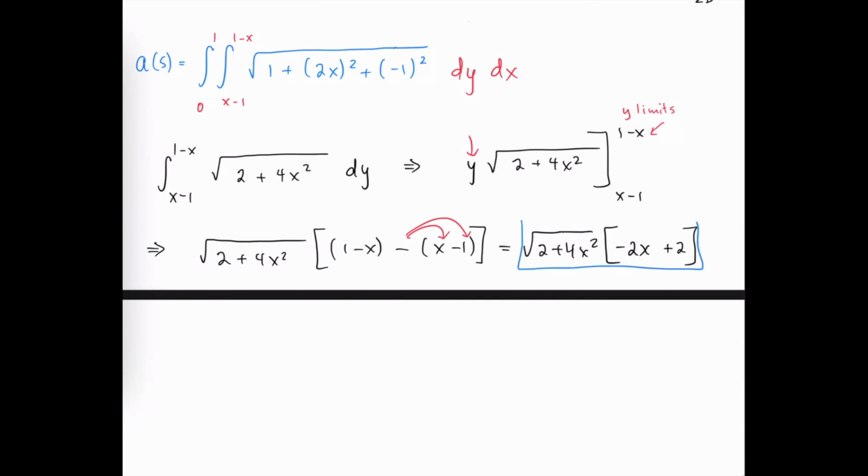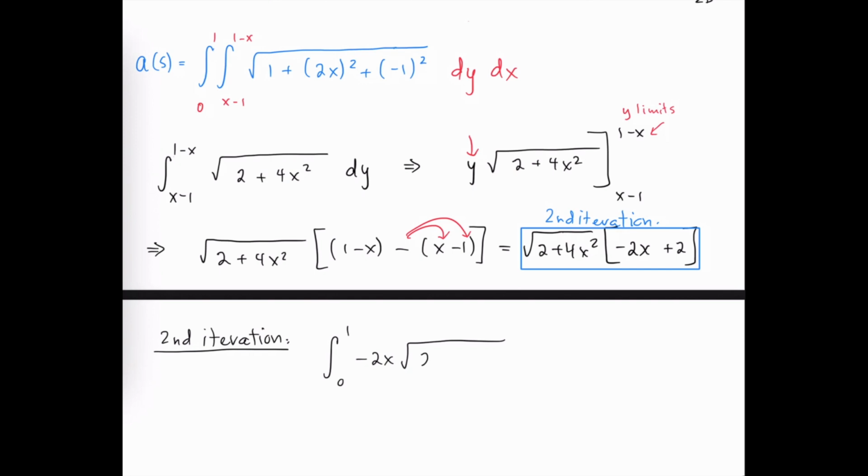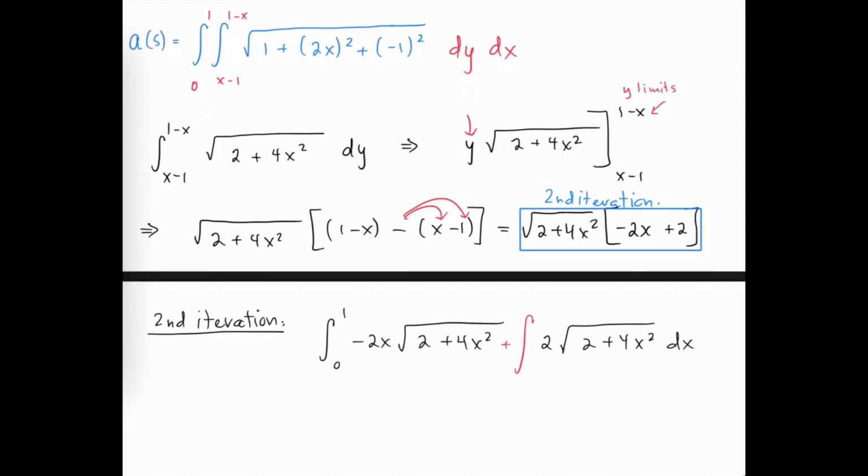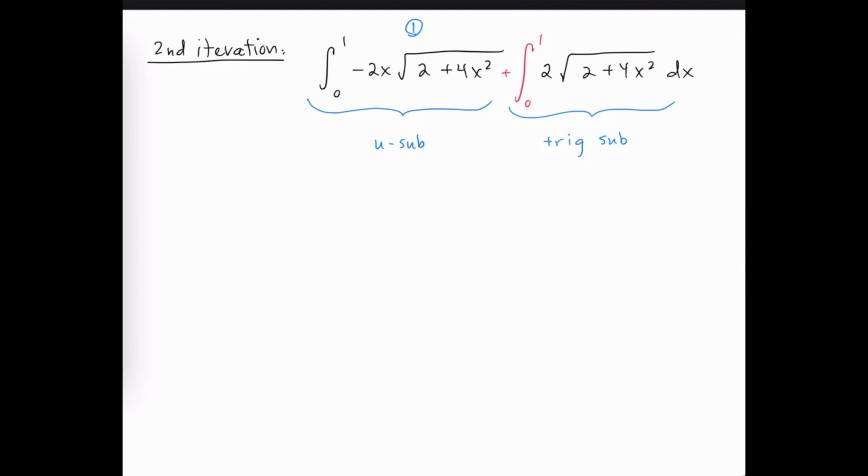Now this is going to become the integrand for the second iteration, and it's not looking super easy, so the first thing that I'm going to do is distribute this radical into that parentheses to get negative 2x times the square root of 2 plus 4x squared plus 2 times the square root of 2 plus 4x squared dx. Now I'm going to split this into two integrals and add them together. The first, we're going to be able to tackle with a u-sub. However, the second is going to give us an opportunity to practice our trig substitution. So let's begin with this first integral.